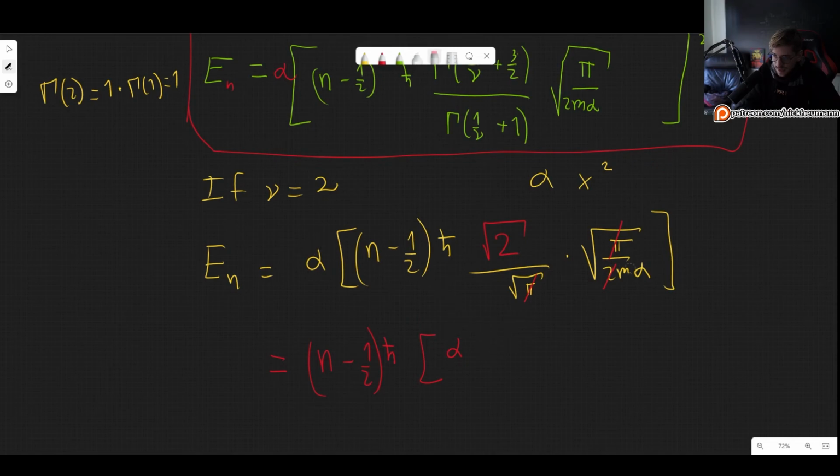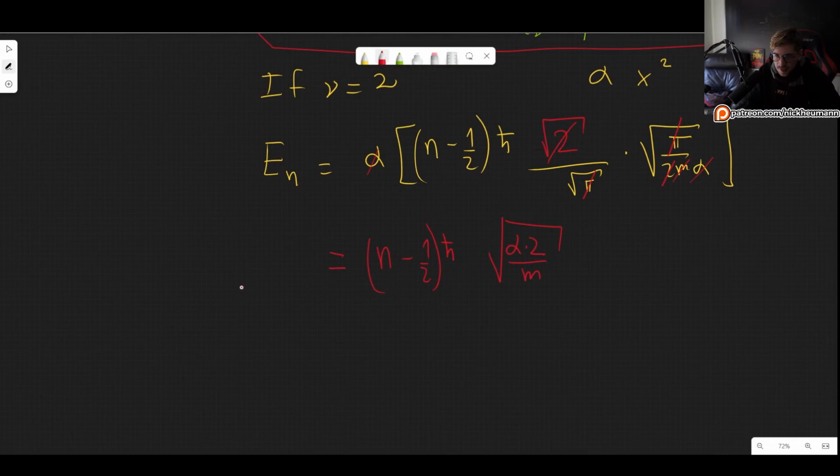Actually, this alpha can contract with this thing there. So we get square root of alpha 2. And also we have an m. So let's include it in the square root. So alpha times 2 divided by m. So we included this, this, this, and this. There we go.